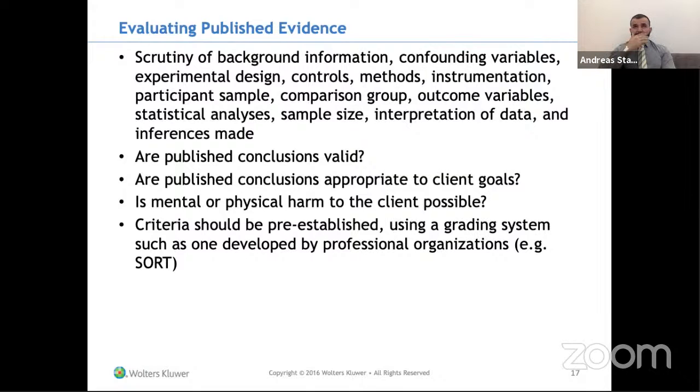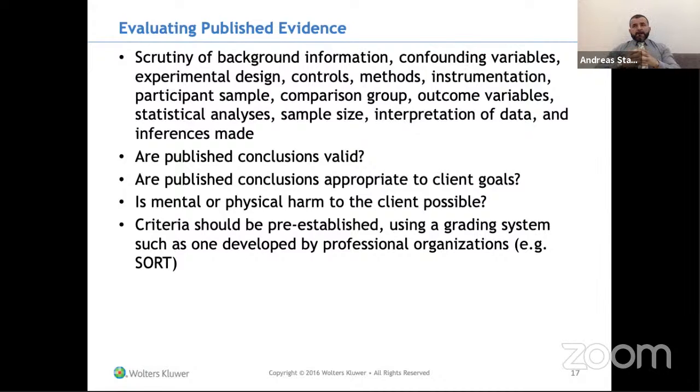So you see that we have to pretty much scrutinize all the information: methods, instrumentation, the sample, how they analyzed the data, why they analyzed it the way they did, the power, effect sizes, anything, all the way to the end, which is the inferences of the results. So how they interpreted that data, what did they mean? And based on that, what kind of recommendations they made.